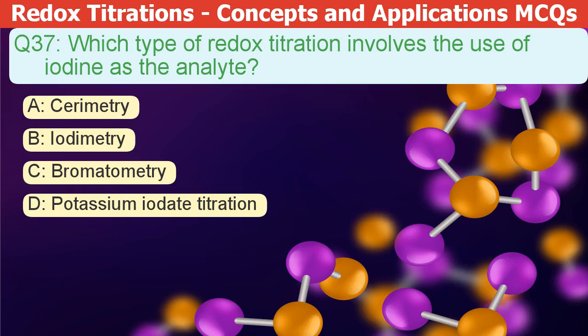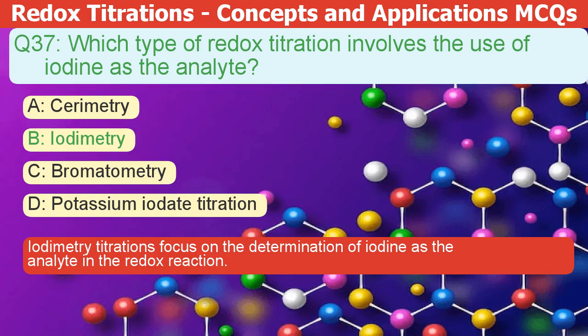Which type of redox titration involves the use of iodine as the analyte? A. Cerimetry. B. Iodimetry. C. Bromatometry. D. Potassium iodate titration. The correct answer is B. Iodimetry titrations focus on the determination of iodine as the analyte in the redox reaction.